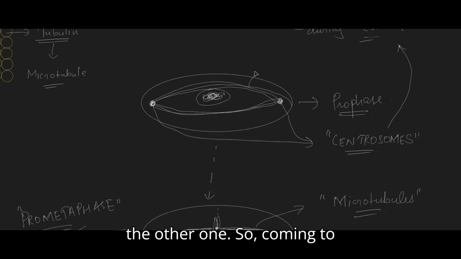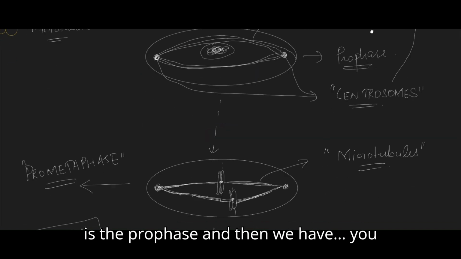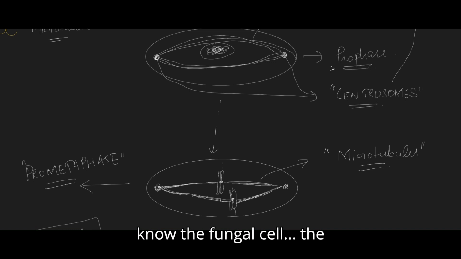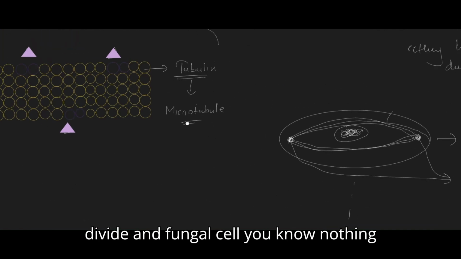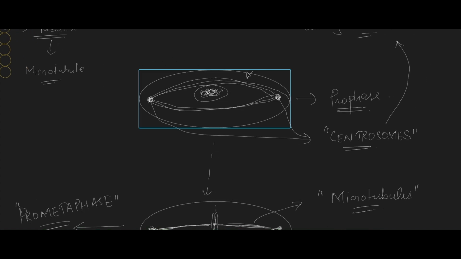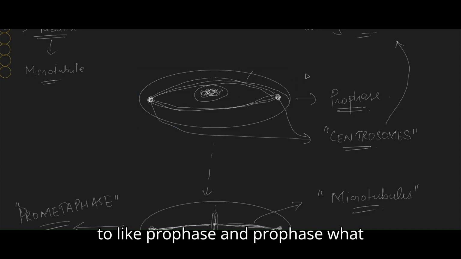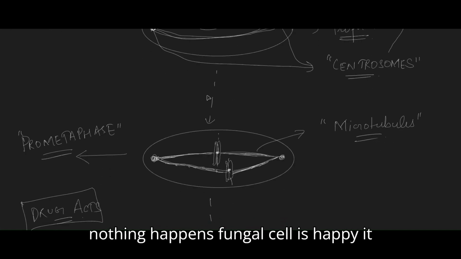So coming to the prophase, this is the first one, and then we have the fungal cell. The fungal cell is like, let's divide. When you take the drug, nothing happens. The fungal cell goes to prophase, and then goes to the next stage like nothing happened. This fungal cell is happy, it goes to the next stage.